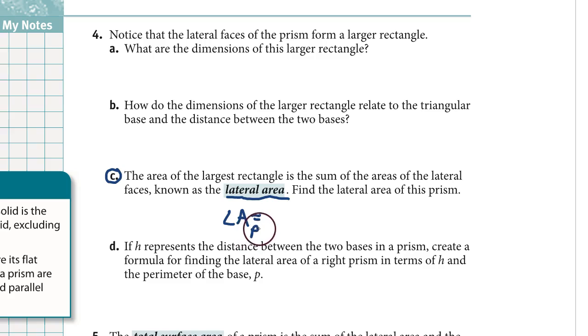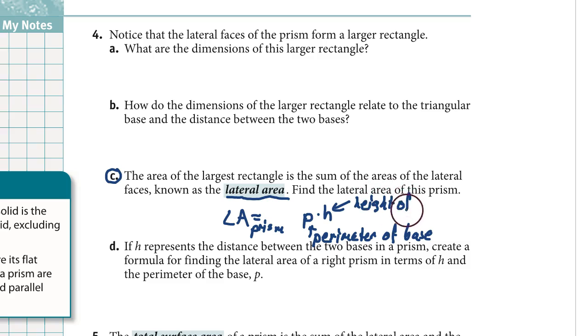So lateral area for a prism is equal to the distance around the base, we might call that perimeter, times the height of the prism. In this problem, I'm using letter P to be perimeter of the base. And the letter H is height of the prism. Please put that formula on a note page to use on tests. LA means lateral area, P is perimeter, H is height.